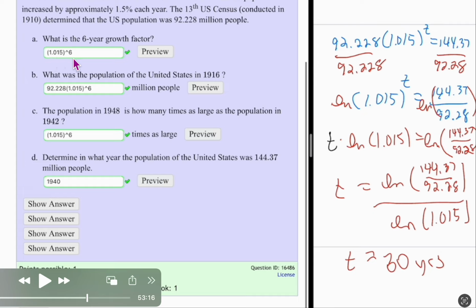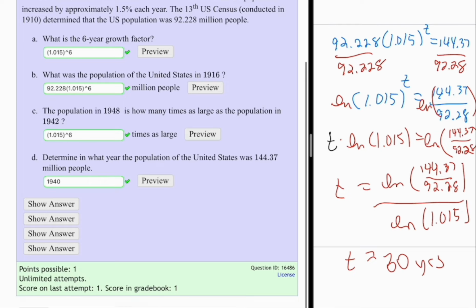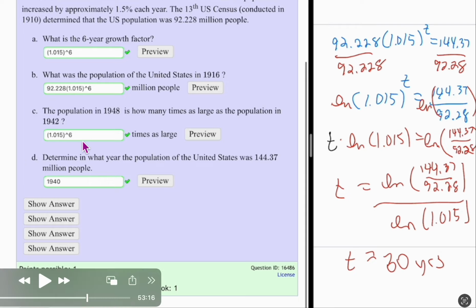6th power. So if we want to know the population in 1916, you're just going to take your starting value, 92.228, times that 6-year growth factor, because it started in 1910. We went to 1916, 6 years, you would go 6. If you need 7 years, go 7th power, 8 years, whatever. Now, what's interesting is part C, you'll notice it goes from 1942 to 1948. We don't have to calculate that 6-year growth factor. Again, we always know that it's consistently 1.015 to a power of 6. So you'll notice I've done that again.